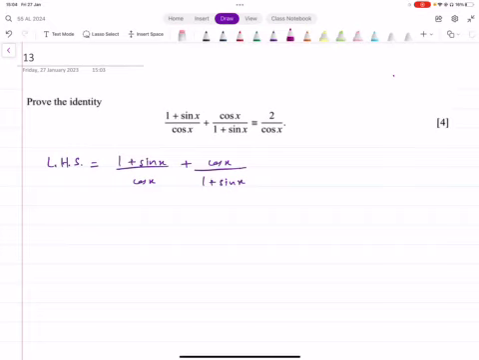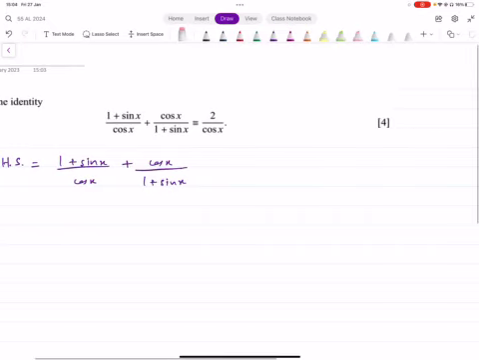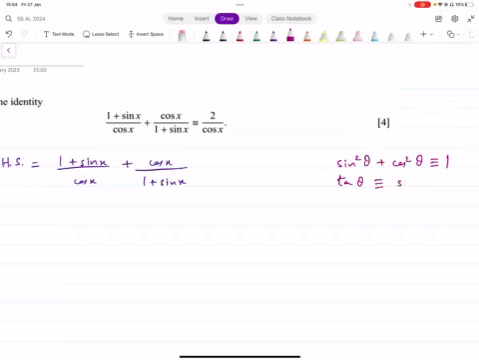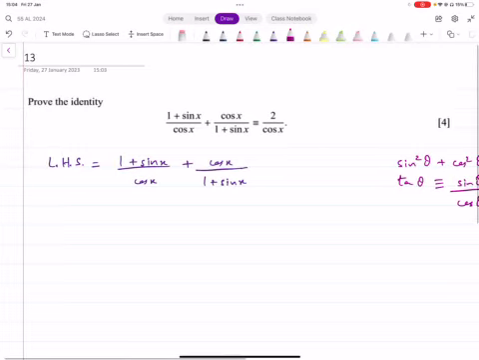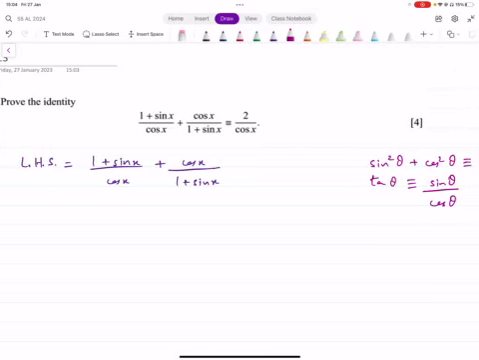Now, what you're going to do is you're going to use those two identities that you are given that they are true. Sine square theta plus cos square theta, that is identical to 1. This is one identity that you know to be true. And the other is tan theta identical to sine theta over cos theta. Okay, you have to use those two identities to go from this expression to this expression.